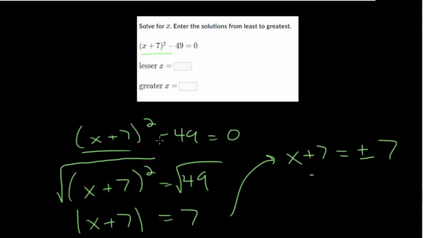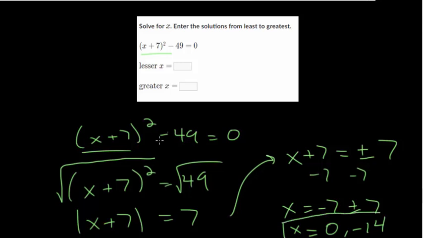So we want to subtract 7 on each side, so we can solve for x. So x is minus 7 plus or minus 7. And minus 7 plus 7 is 0. And minus 7 minus 7 is minus 14. Those were the 2 solutions that I mentioned when just looking at this absolute value equation.